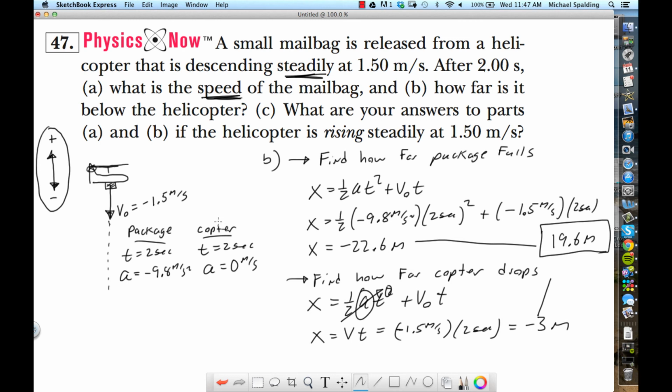Okay, now for part C, we're almost done. What are your answers to A and B if the helicopter is rising steadily at 1.5? So what we're going to do is we're going to change this. All we do is we change the 1.5 to a positive now down here. So this becomes a positive 3. And then what does it do to this calculation?